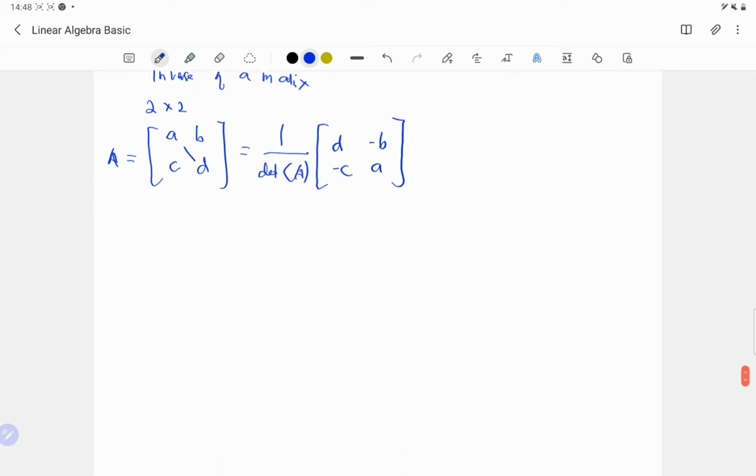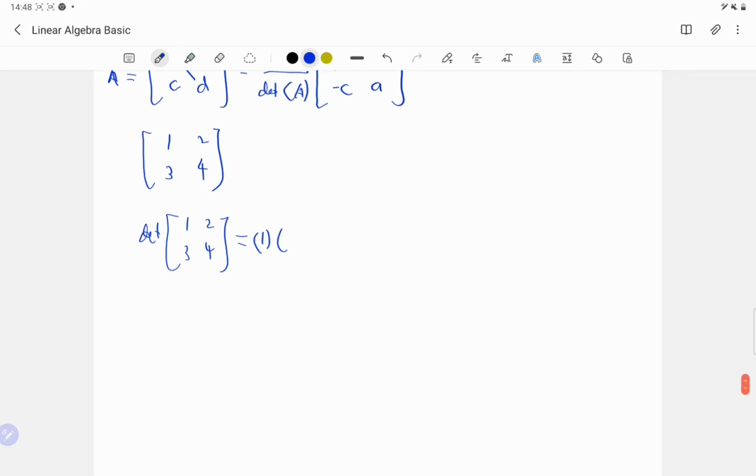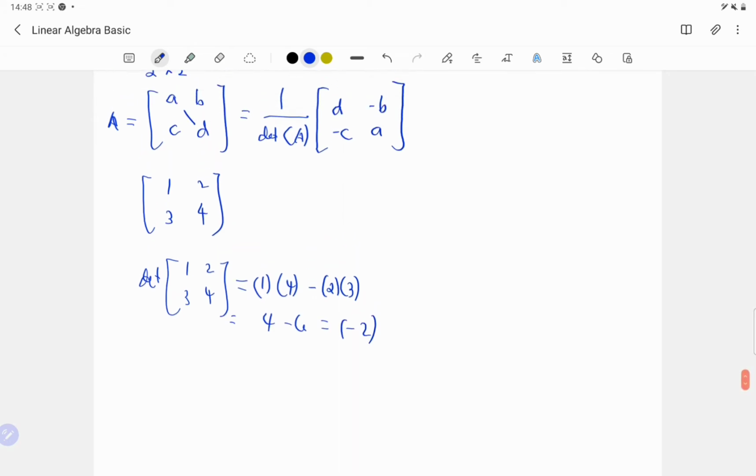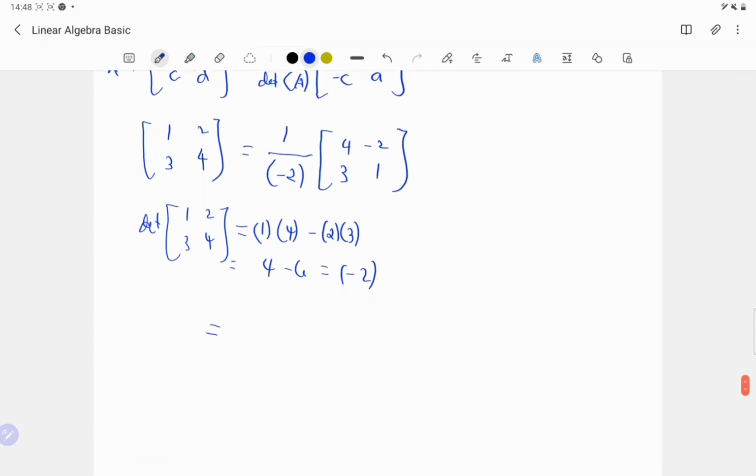Okay, for example, we have this 1, 2, 3, 4. Let's find the determinant for this. Determinant for 1, 2, 3, 4. If you can still remember, 1 times 4 minus 2 times 3: 4, 3 times 2, 6. So it is negative 2. Now we got that. 1 over negative 2. I said swap these two for 1, put negative sign on 2 and 3. Okay, let's do this scalar multiplication.